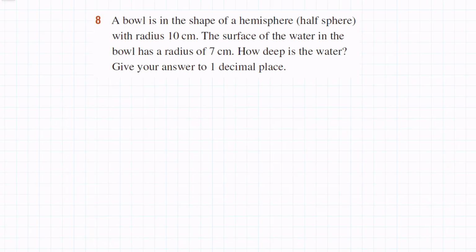Now, often the hardest part with 3D trigonometry questions is finding where the relevant right-angled triangle is. And in situations like this where we're not given a diagram, the first step is to draw up a diagram to represent the situation and then see where the relevant right-angled triangle is. So let's start by drawing up this bowl. So here's my attempt at a hemisphere for our bowl.